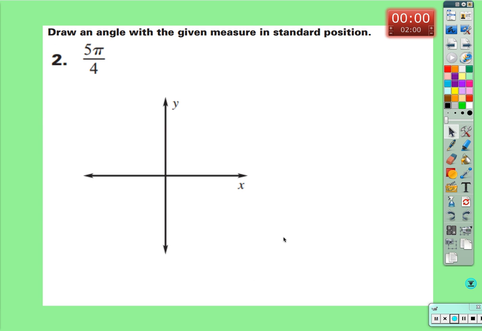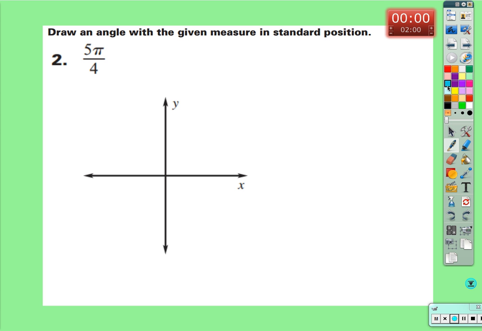Just drawing the angle. That's it. Fairly simple idea. Drawing the angle of 5 pi over 4. Okay. How are we going to make sense of that? Multiply over pi. Okay, so convert it to degrees.